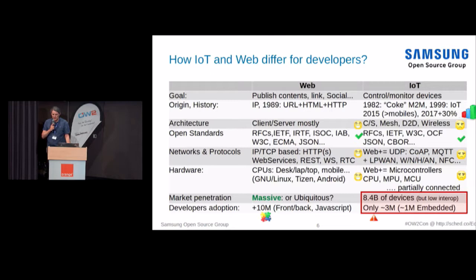The bad news is that, the good news is that it's already deployed. We have close to 8 billion devices on the market today, but we don't have many developers to develop them, so that can be a problem. If we compare to the web, it's totally the opposite. The web took over, but over a much longer term, and we have 10 million developers, or maybe more.